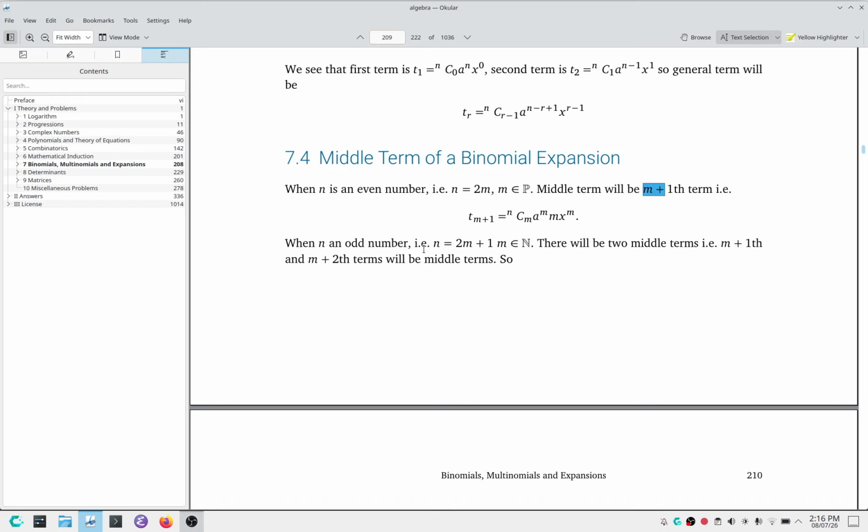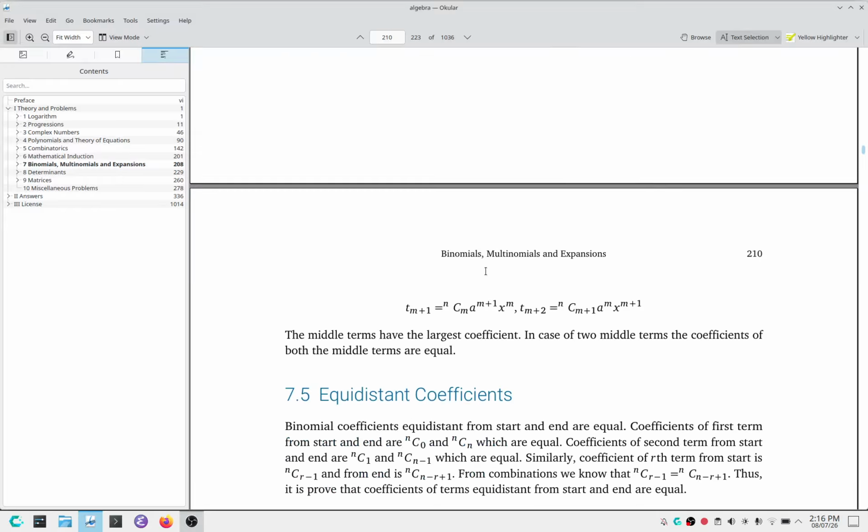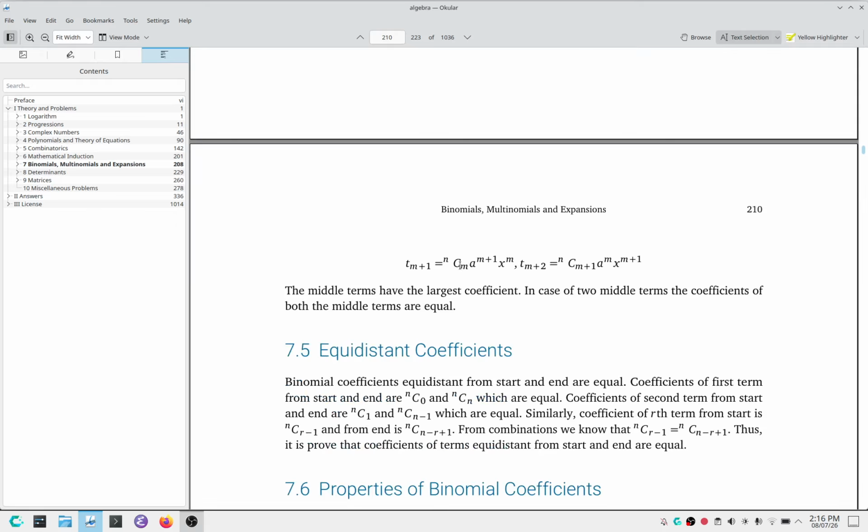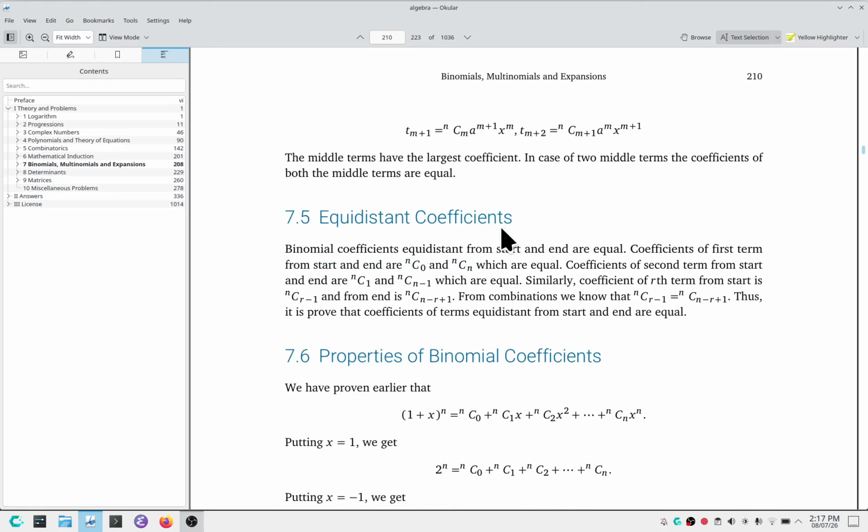When n is an odd number, that is n is equal to 2m plus 1, then the (m plus 1)th and (m plus 2)th terms will be the middle terms. Those terms are nCm a raised to the power m plus 1 x raised to the power m, and nC(m plus 1) a raised to the power m x raised to the power m plus 1. The middle terms have the largest coefficients. Note this fact, the middle terms have the largest coefficients. In case of two middle terms, the coefficients of both middle terms are equal. So see here, n is 2m plus 1, so (2m plus 1)Cm and (2m plus 1)C(m plus 1) are equal.